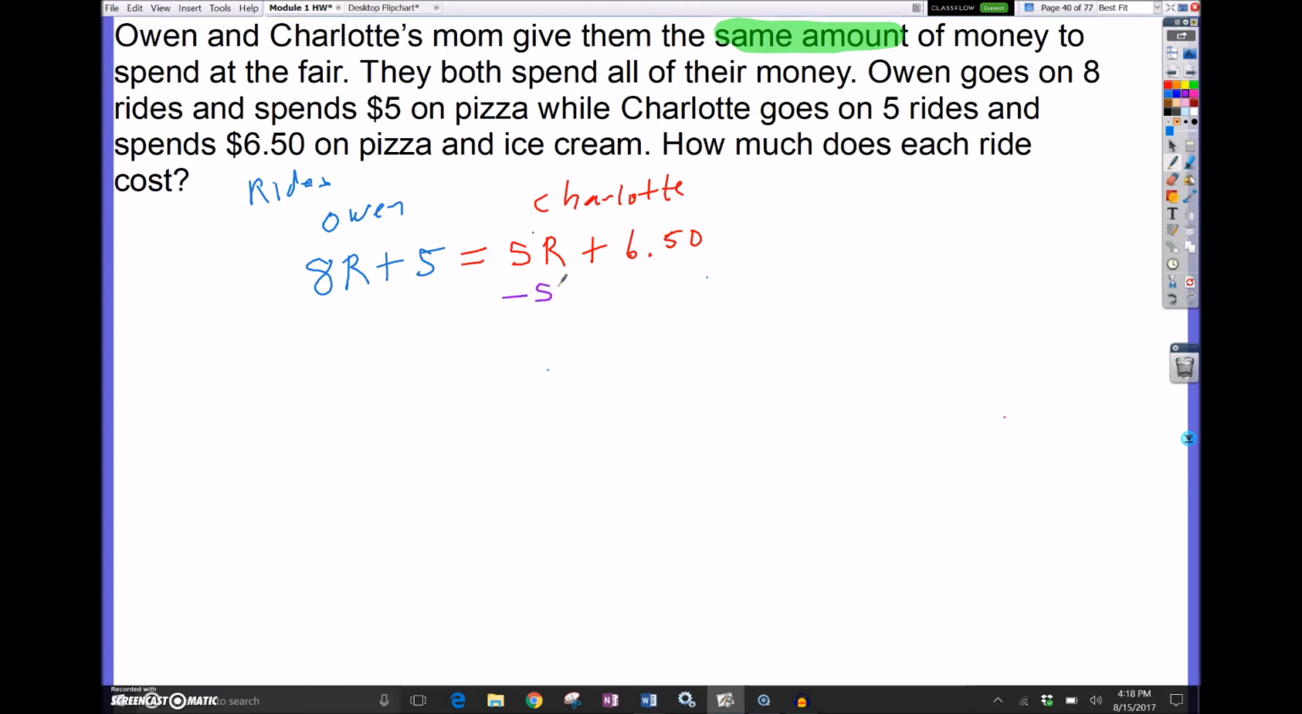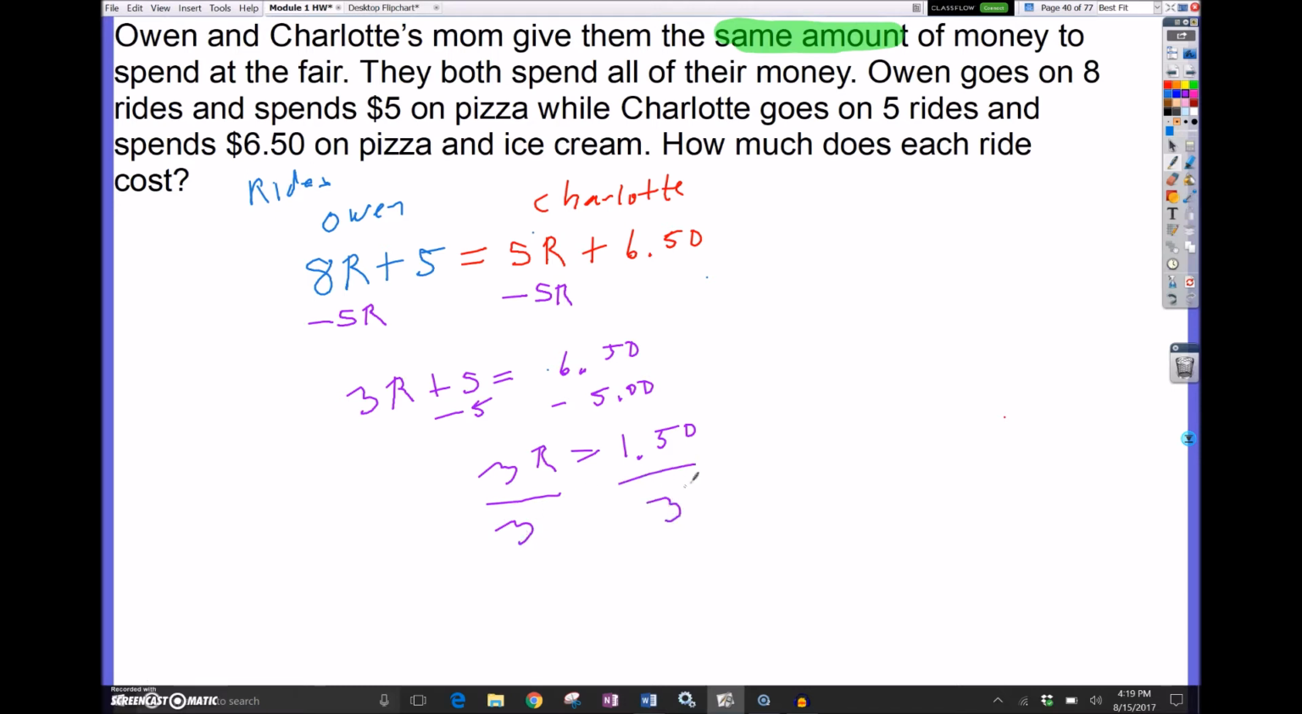So first I'm going to minus 5r on both sides. That's going to give me 3r plus 5 is equal to $6.50. If I minus 5 on both sides, this will give me 3r is equal to $1.50. And if I divide both sides by 3, that'll mean that each ride is 50 cents. And that's how we solve that one. So let's go ahead and look at the next one.